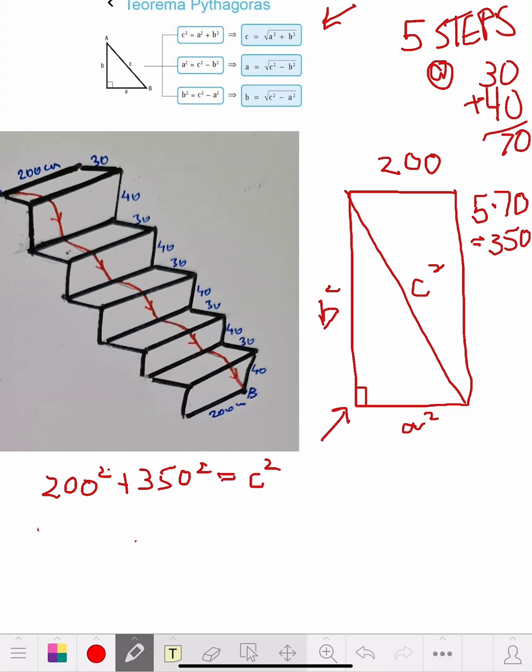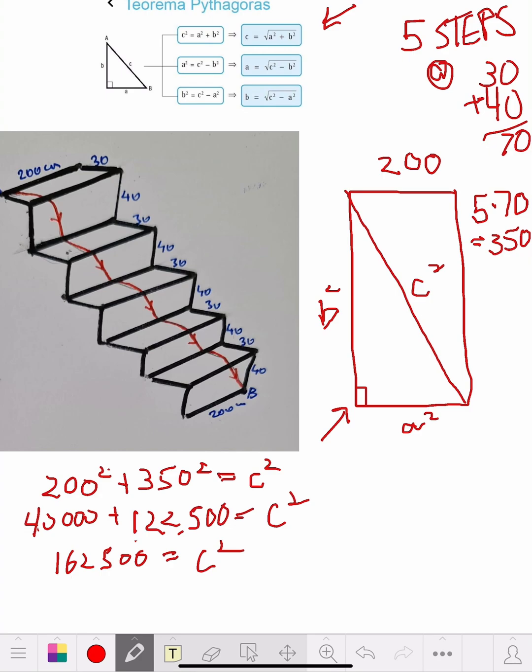Okay, so the first one, it's 40,000 plus, now what's 350 squared? That's 122,500. Okay, well now, same with everything else. I got to get the C by itself. So how do you do that? Well, let's add these two together. I got 162,500 equals the C squared.